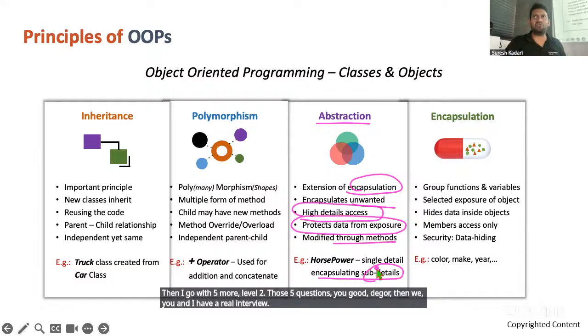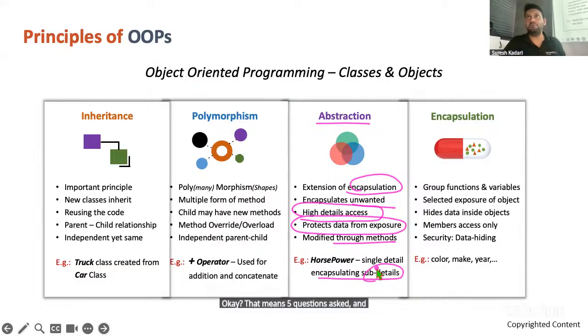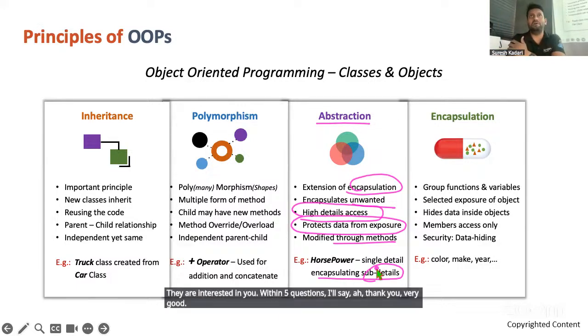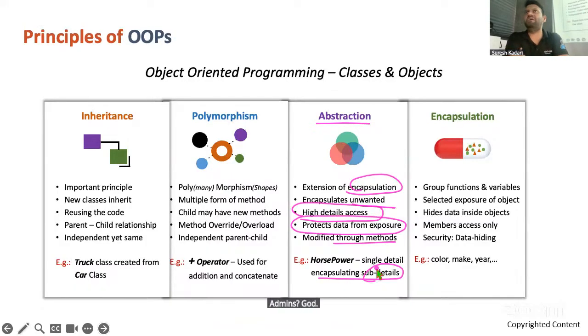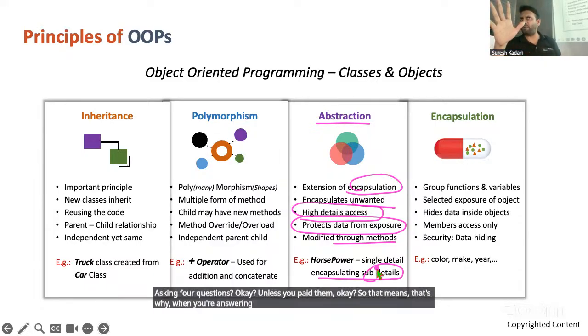If you do well on those 5 questions, then you and I have a real interview. That means after 5 questions, they're grilling you more, they are interested in you. If within 5 questions I say, thank you, very good, now go, that means you're gone. Why would somebody pay you 10 lakhs, 8 lakhs, 6 lakhs, asking 4 questions? Unless you paid them. So that's why when you're answering, answer properly. When you answer properly, they won't waste another question on the same topic.